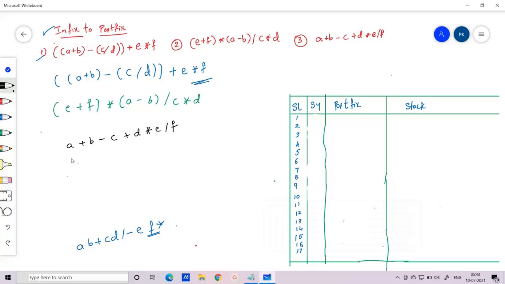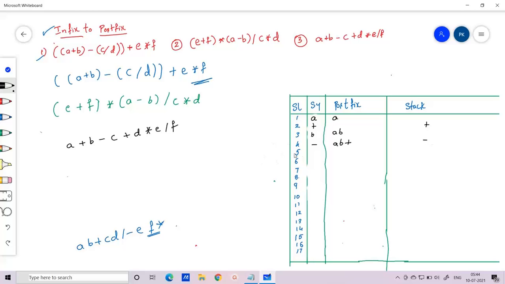So in this problem, the first symbol is a, which is an operand, so directly write it onto the postfix expression. Second we have plus, add it into the stack. Next we have b, so it is an operand, so write it into postfix. Next you have minus. Now if you observe, minus and plus have the same precedence. Since they have the same precedence, I'm going to remove plus from the stack and write it onto postfix, and this minus will be written onto the stack.